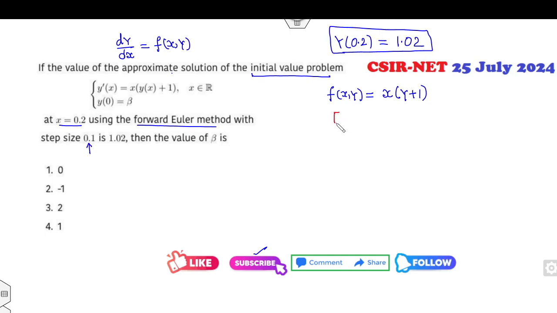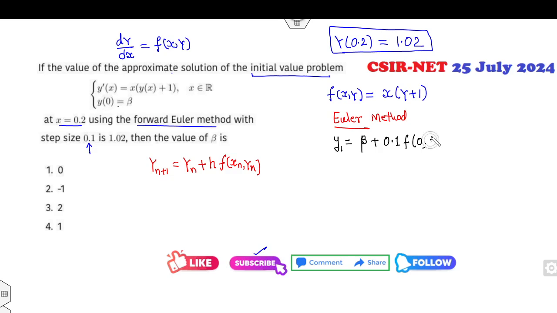That's all, very simple. You all know the formula for the Euler method: y of n plus 1 is yn plus h times f of xn comma yn. So now let's do that. What is y1? y1 is y0 plus h times f of x0 comma y0. Here y0 is beta, and f of 0 comma beta is 0. The answer is beta. Can you find the value of x1? That is x0 plus h.